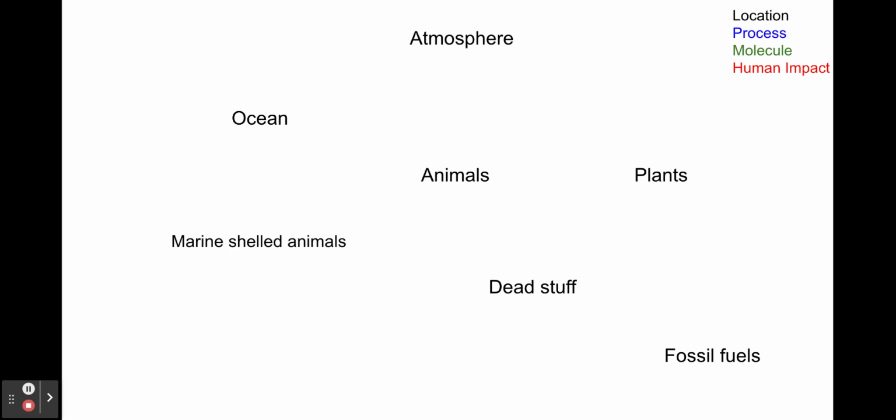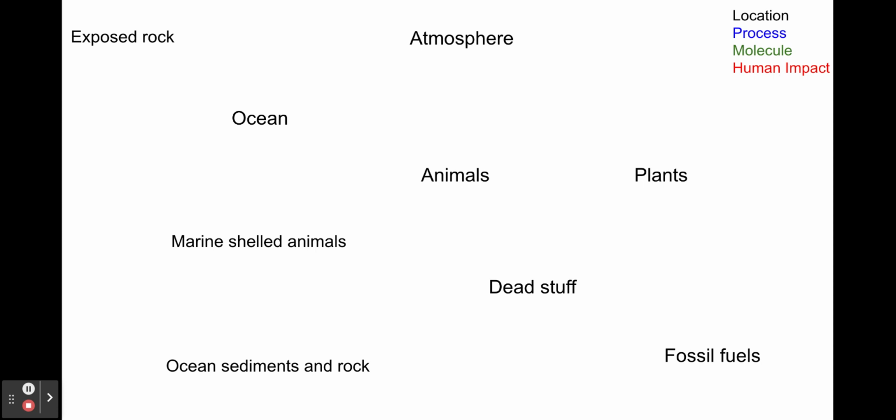Vertically underneath ocean, I've got marine shelled animals. Underneath that, with a little space still, don't put it right at the bottom, leave a little space. I've got ocean sediments and rock. And then in the top left corner, I have exposed rock. Okay, these are all the locations that my carbon atoms will be going between. Now, the rest of our marking will be processes, molecules, and then a little bit of human impacts.